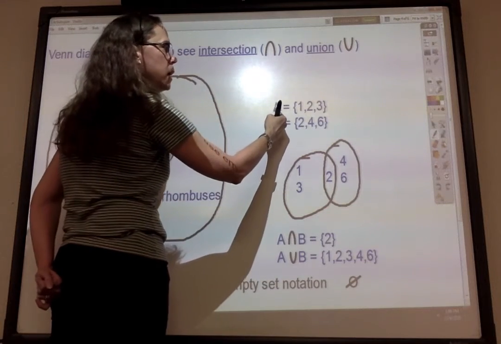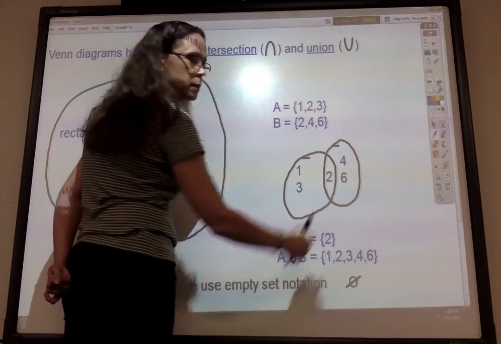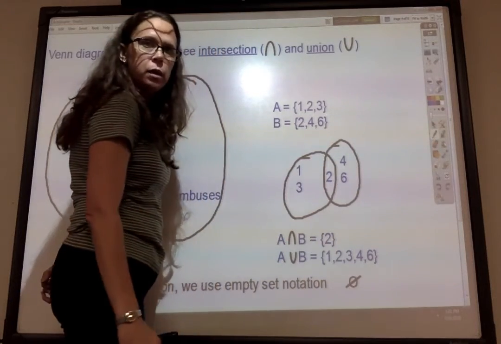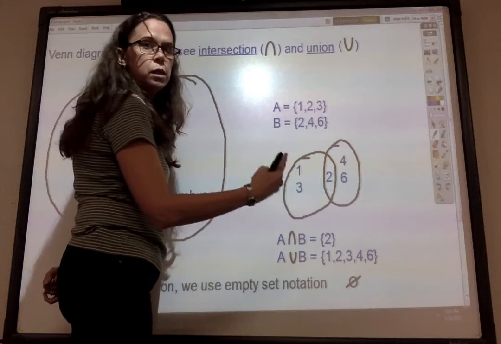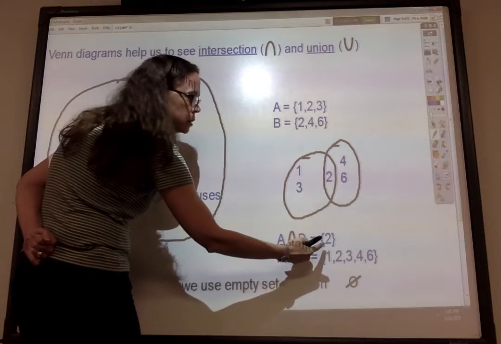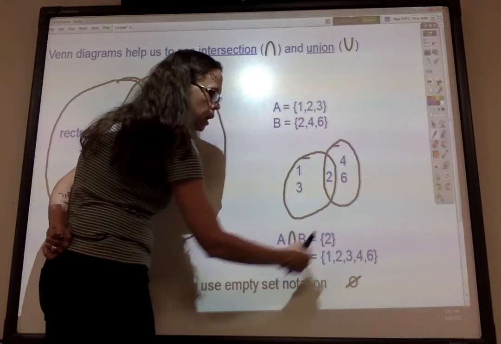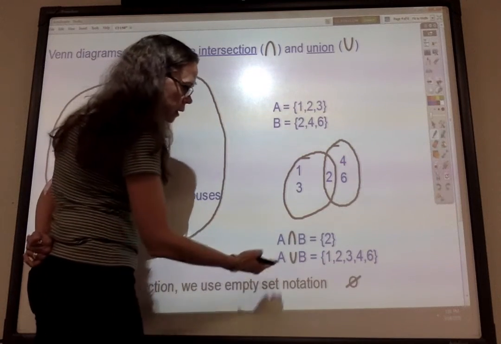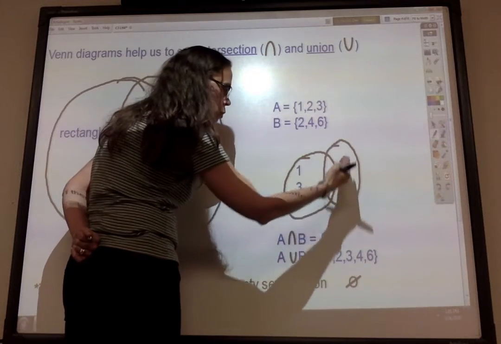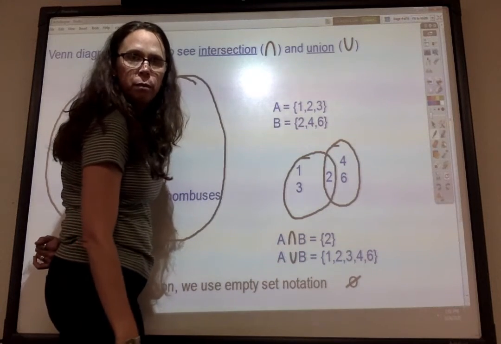Since set A is 1, 2, and 3, set B, 2, 4, and 6, the union would be all of the numbers in both sets, but since 2 is in both sets, I don't list it twice. So A intersection with B is the number 2. So I've got my set notation, my braces, and a 2 in my braces. A union with B is 1, 2, 3, 4, 6. So I include all of the elements that are common to both.